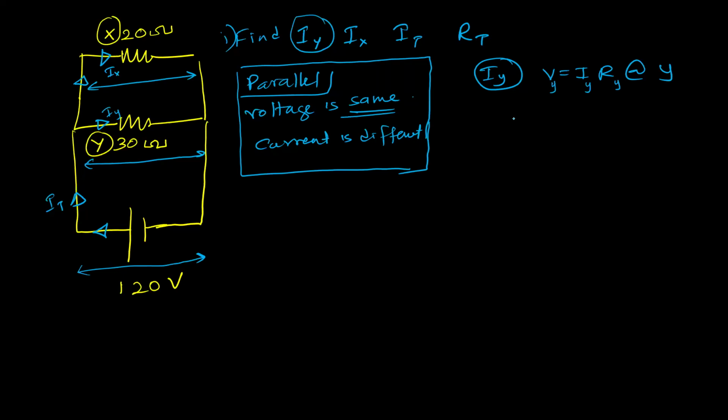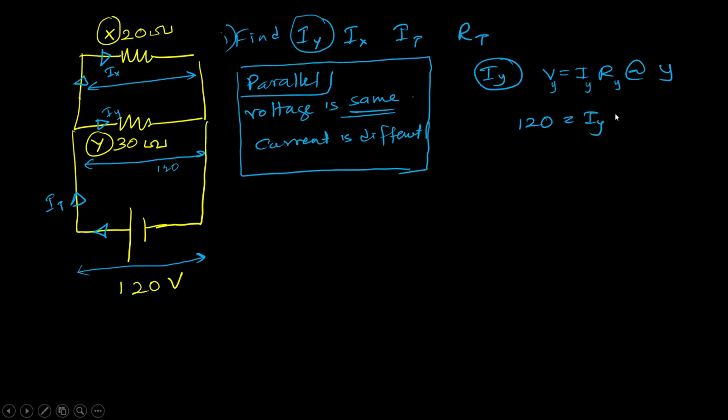According to this concept, voltage of battery will be equal across all the parallel branches. Battery's voltage is 120. Voltage across the Y circuit is also 120. Current at Y, we have to find it. Ry is resistance, that is given as 30. 120 divided by 30 will give you the IY value. IY value is 4 ampere, because I is current. 4 ampere current.